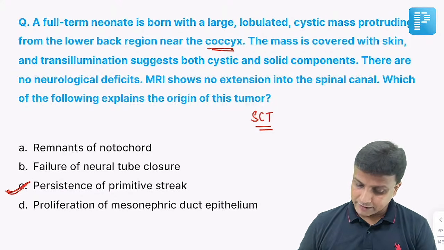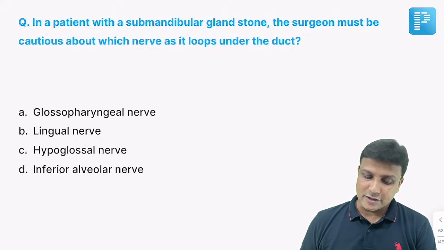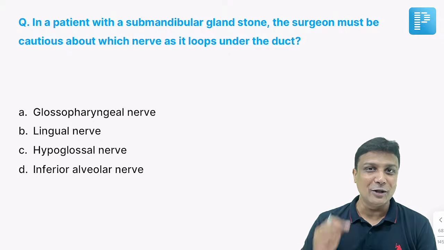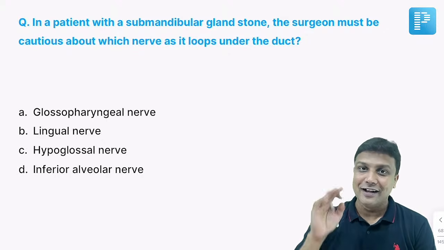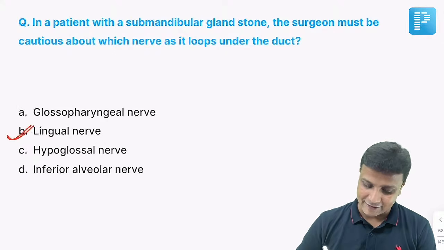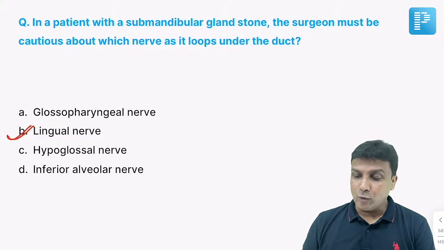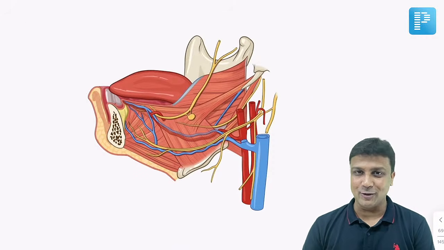Okay, next one, sir. In a patient with a submandibular gland stone, the surgeon must be cautious about which nerve as it loops under the duct? Just now I told you, the duct of the submandibular gland is going to loop around which nerve? Lingual nerve. That is the right answer here. Already I have explained that in detail. But what I want you to remember is about this diagram here, sir. Many questions are coming from here also.